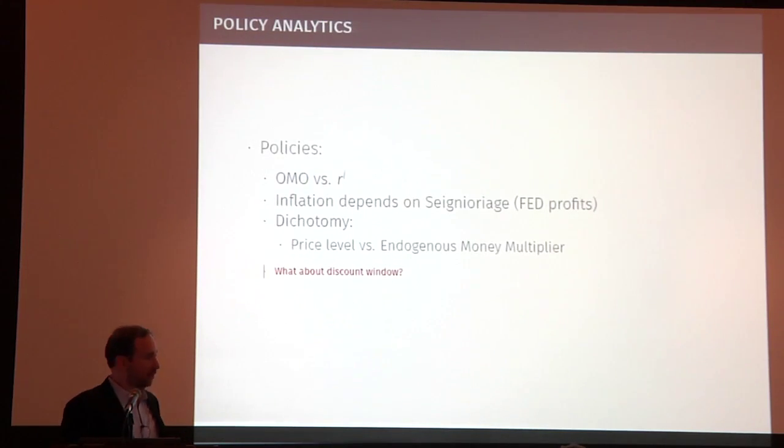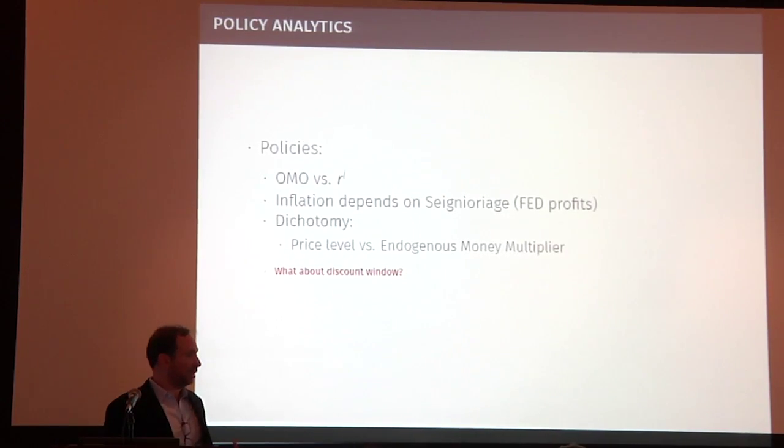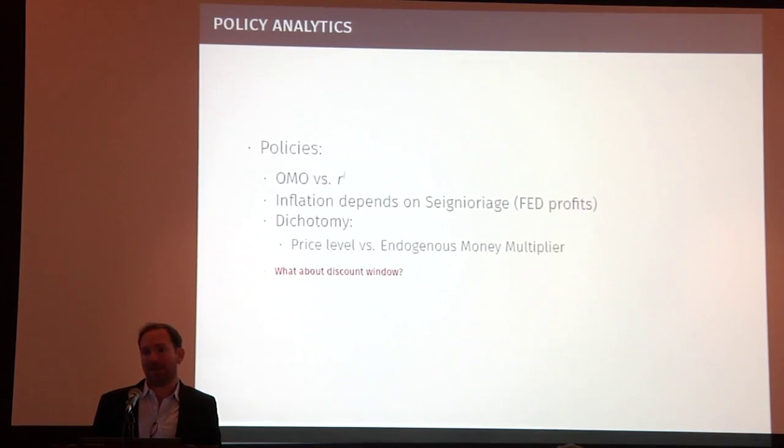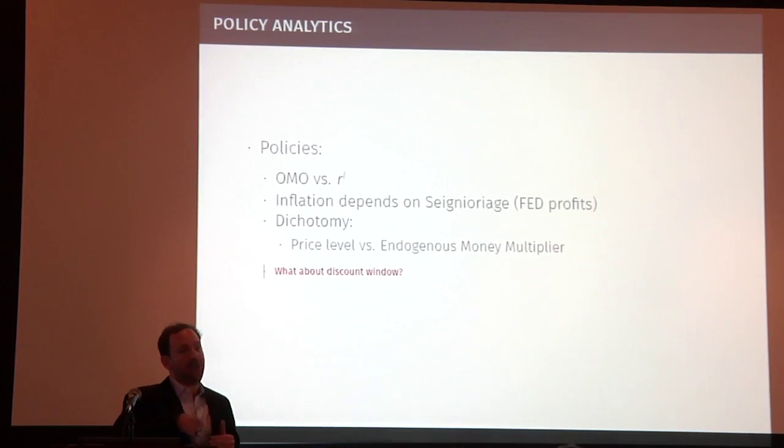So you can use this simple analysis to discuss policies like open market operations and payments on reserves. The model doesn't talk about discount window rates, which would be something that could be active when banks are short of reserves. But I think the overall summary of the policy exercise is that there's a dichotomy between the elements of the model that affect the price level, which is the quantity of reserves. So the quantity equation doesn't hold directly, because the quantity of reserves, through an endogenous multiplier, will pin down the amount of deposits.